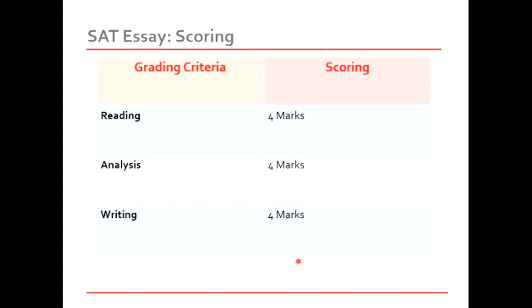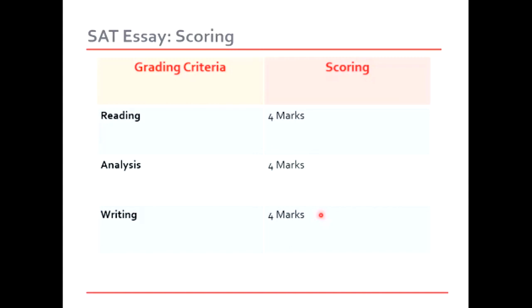Now the SAT essay scoring. I already mentioned the grading criteria: reading, analysis, and writing. As you can see, there are 4 marks for each of these criteria. The reading criteria also has 4 marks. The analysis criteria also has 4 marks. And the writing criteria also has 4 marks.